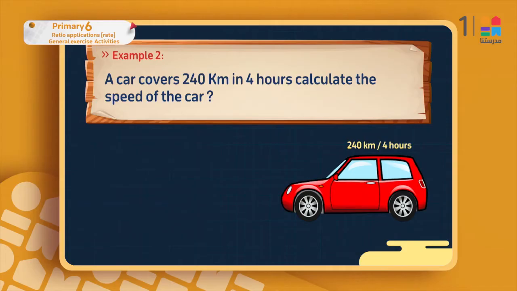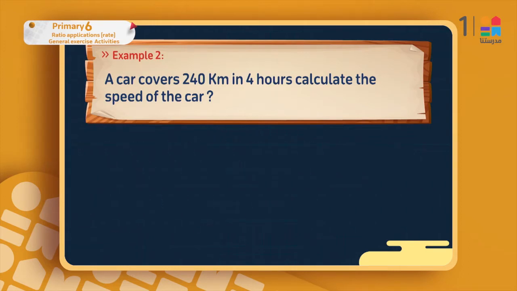So I will write my terms here. I'm comparing between kilometers and hours. The car goes how many kilometers in 4 hours? So how many kilometers do I need in 1 hour? So I will make kilometers to hours, and I will write 240 to 4, and I will write my 1 under the hours. I write 1 because I'm asking about every 1 hour, how many kilometers will the car move? So I will make cross multiplication to find the missing term.